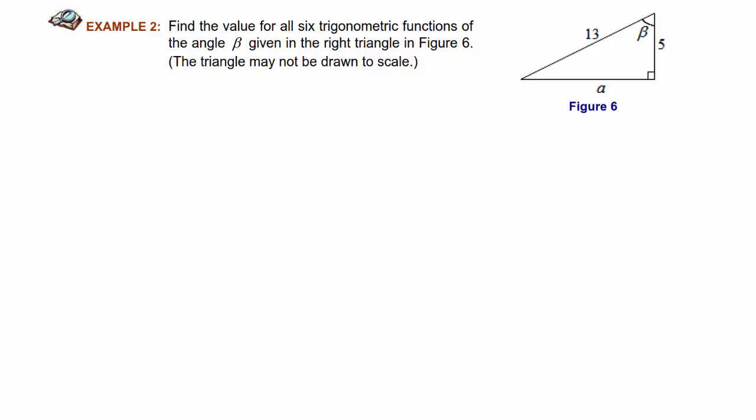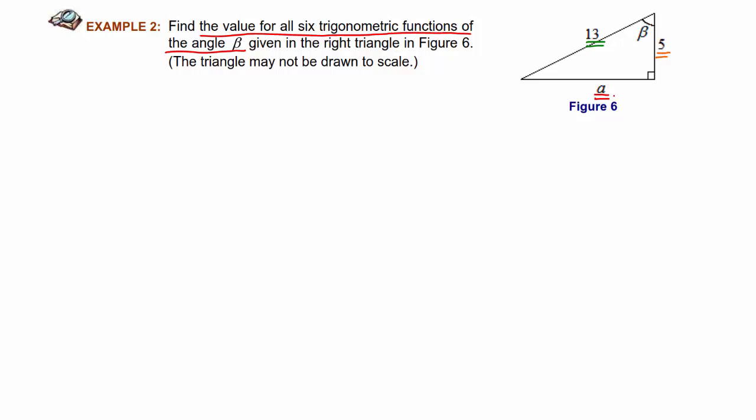In this example, we want to find the value of all 6 trig functions of the angle beta that's given in this triangle. So when we look at the triangle, we see that the side lengths are given to us. We can see that one of the side lengths is 5, one of the side lengths is 13, and one of the side lengths is labeled A. And so we don't know what that side length is yet.